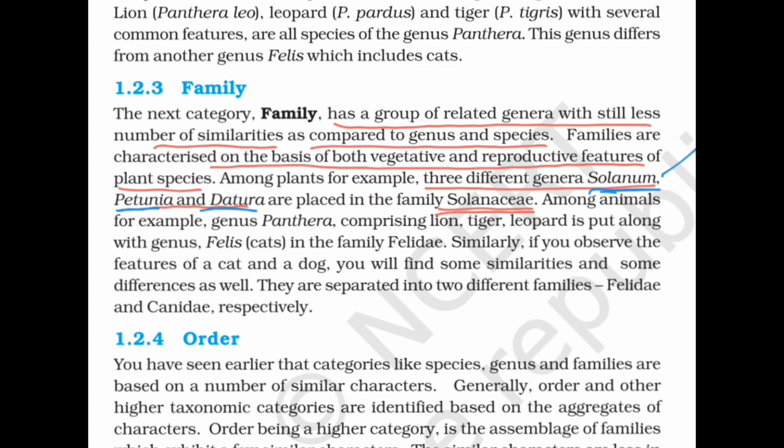Okay. Among animals, for example, genus Panthera, comprising lion, tiger, leopard, is put along with genus Felis in the family Felidae. So, in case we are talking about lion, the scientific name of lion is Panthera leo. A lot of genera comprise a family, right? So in this genus Panthera, and in this species leo is lion. Got it? Similarly, if you observe the features of a cat and a dog, you will find some similarities and some differences as well. They are separated into 2 different families, Felidae and Canidae respectively.